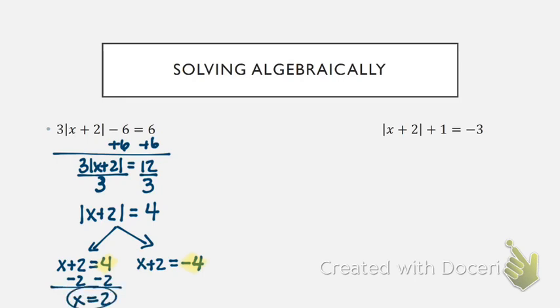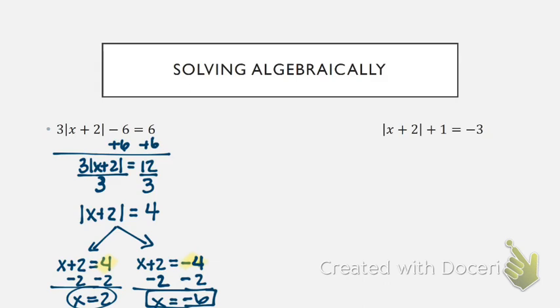So I get x equals 2, and I also get x equals negative 6. Sorry, I had a slip there, but there we go, negative 6.